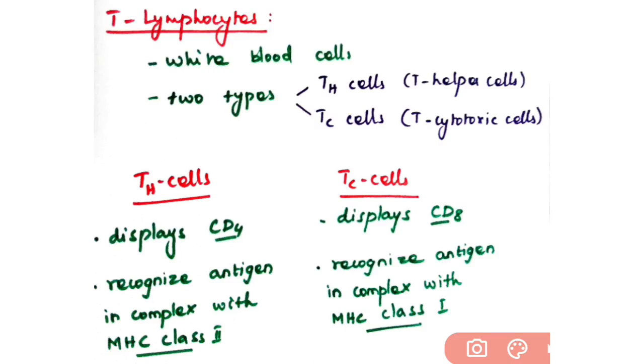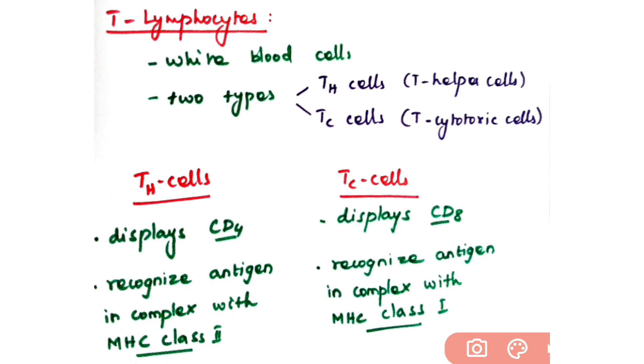This video covers maturation of T lymphocytes in thymus. Before seeing the maturation process, first let's see a small introduction about T lymphocytes. As we know, T lymphocytes, or T cells, are white blood cells. There are two types of T cells: T helper cells and T cytotoxic cells. Both express the T cell receptor on their cell surface.